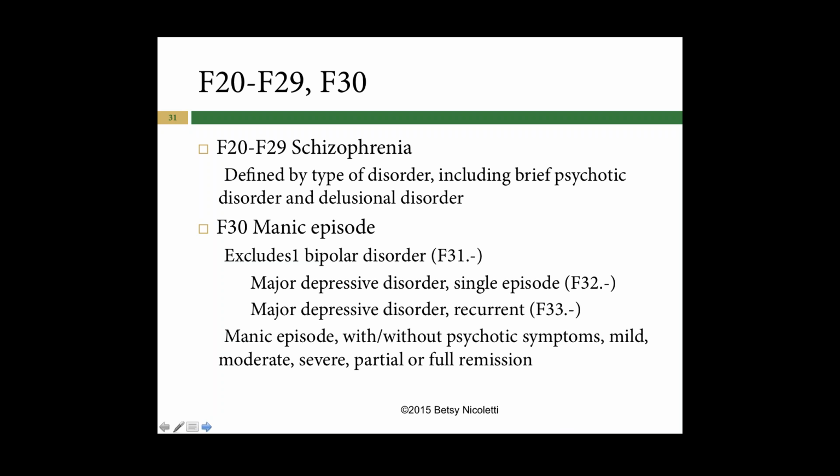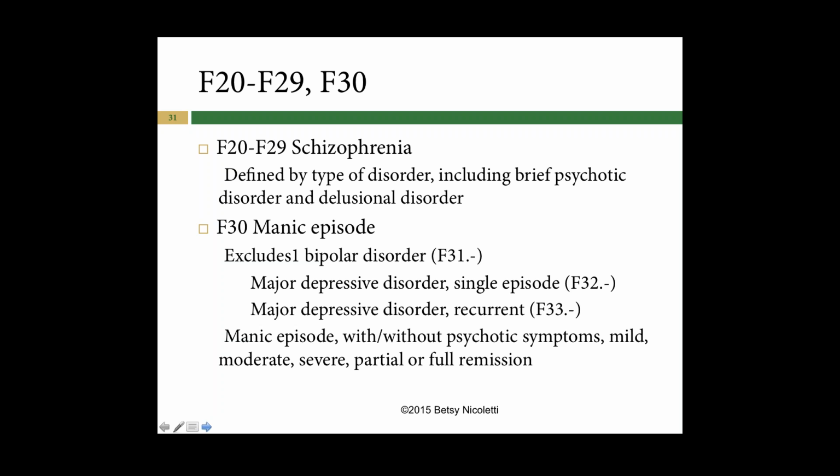What this is for F30 is a manic episode with or without psychotic symptoms, and it can be mild, moderate, severe, partial, or full remission. So F30 is the category, but there are going to be many, many more codes beneath it. In ICD-9, we have a single excludes code. So we have the condition, it'll list what's included, and then it lists what's excluded.